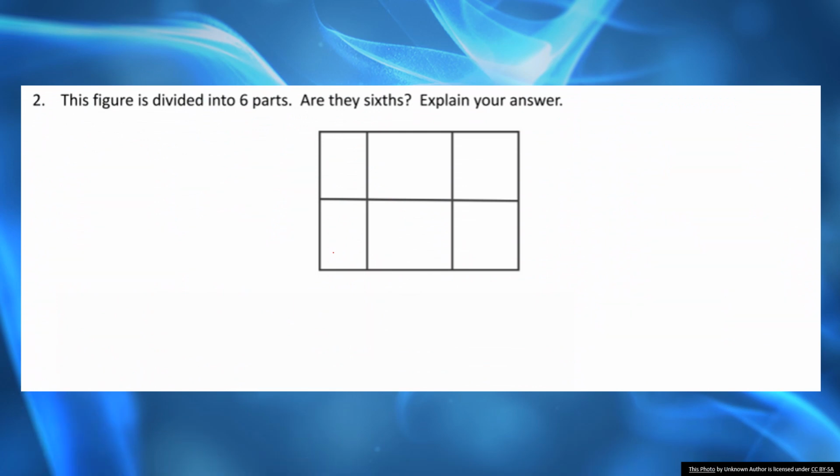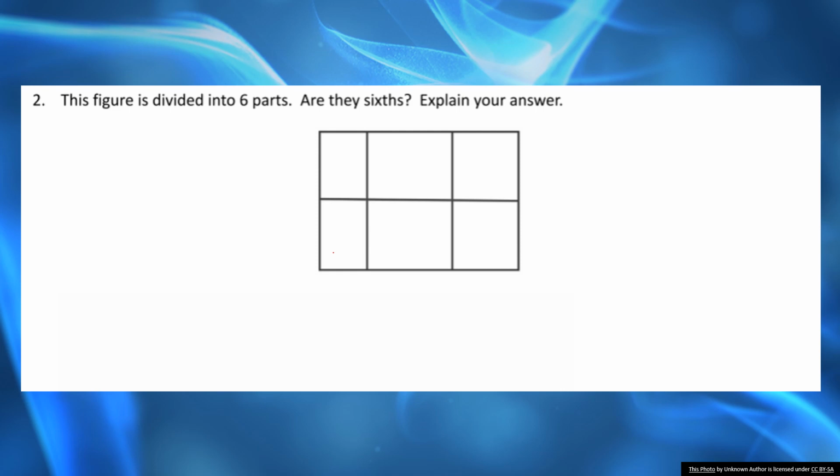Let's take a look at number 2. Number 2 says this figure is divided into 6 parts. Well, yeah, I see 6 parts. I see 6 boxes. All right. Are they sixths? Explain your answer. Well, just because it's divided into 6 parts does not make it sixths.